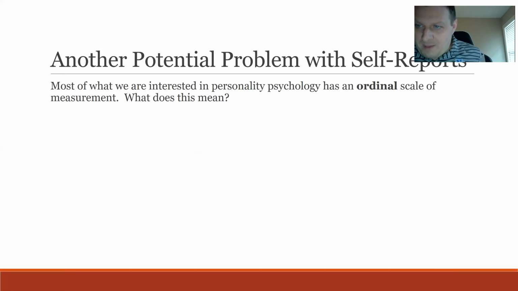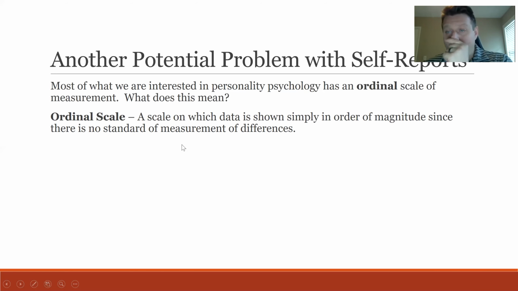Okay, one more problem here with self-reports. Another problem with self-reports, especially if we have a Likert type scale, is that this is known in statistics as having an ordinal scale of measurement. So what does an ordinal scale of measurement mean? An ordinal scale is a scale of measurement in that we know that if a number is bigger than another number, the bigger number is better than the lower number.